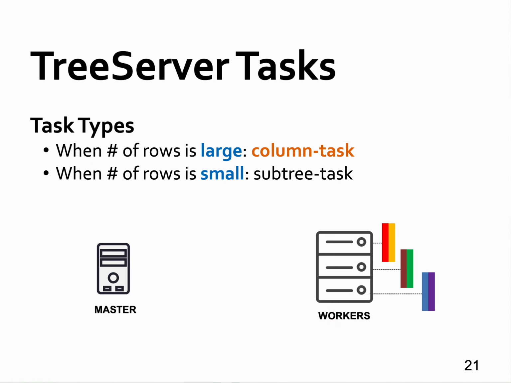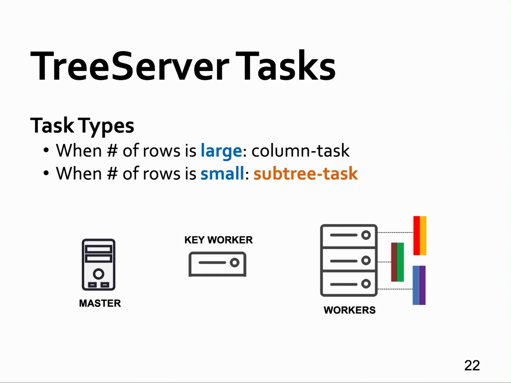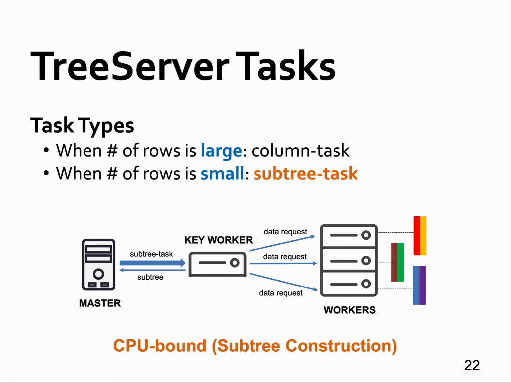We have two kinds of tasks in TreeServer. Once the number of training rows falling to a node is large, we let the workers collaborate to compute the overall best split condition, and the worker tasks here are column tasks, which are network intensive. Once the number of rows falling to a node is small enough, we let a particular worker collect all these raw data from other workers into its own memory, so that the worker can construct the entire subtree under the node without communication, which is CPU intensive.